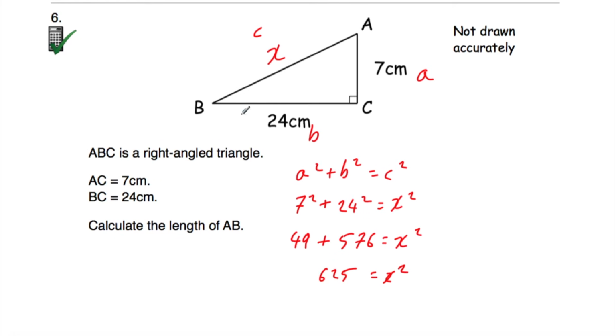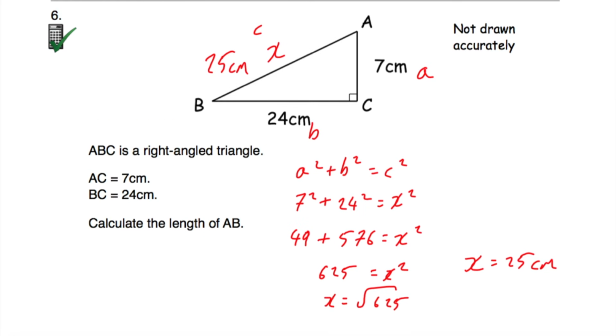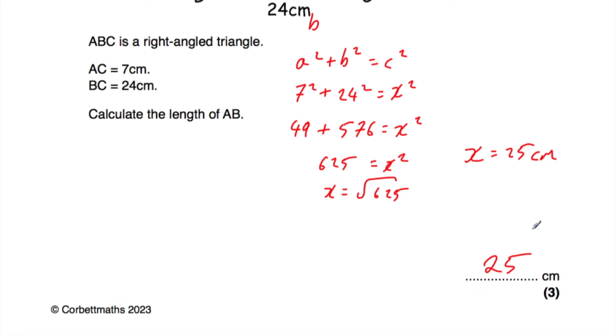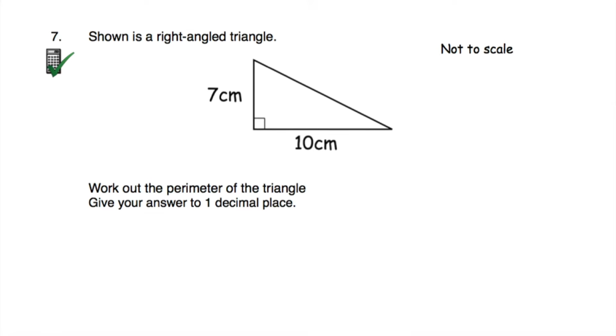Now this side obviously isn't 625 centimeters, so we need to get rid of the squared by square rooting. So x is equal to the square root of 625, and if we square root 625, that's equal to 25. So x is equal to 25 centimeters. So that means the length of AB is 25 centimeters, and let's write that down, 25. And that's it. Okay, let's have a look at question number 7.